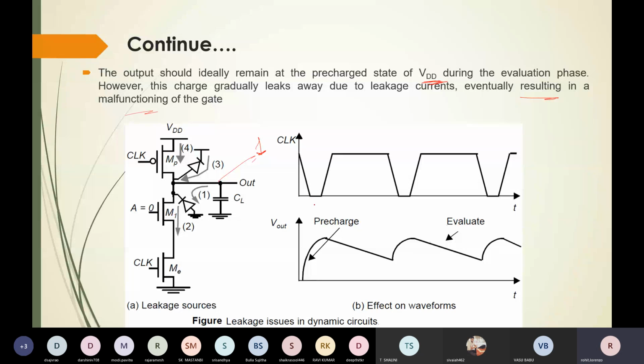Here you can see when the clock is low, it is pre-charge. Suppose I provide A equal to 0, which means it is cut off. Now in the evaluation phase, suppose I provide 1, and this is also 1, so this path is cut off. So my output should remain 1 because the path is cut off. But because of leakage, it cannot stand. It will start discharging, and when the next clock pulse comes, in the pre-charge phase, it will rise again. This discharging is because of leakage.